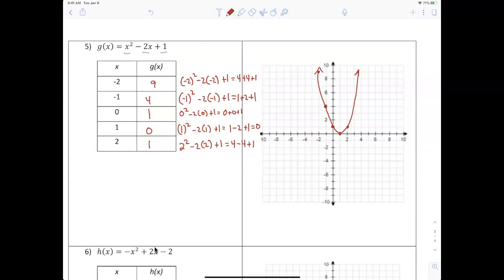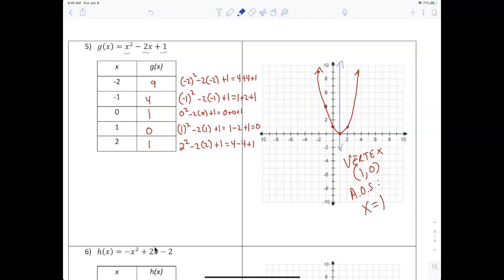So we say the vertex, it looks like to me, is (1, 0), which now means the axis of symmetry is x equals, remember it's the x coordinate of the vertex, so it'd be x equals 1. And we could draw that, x equals 1 right here. That's the axis of symmetry.